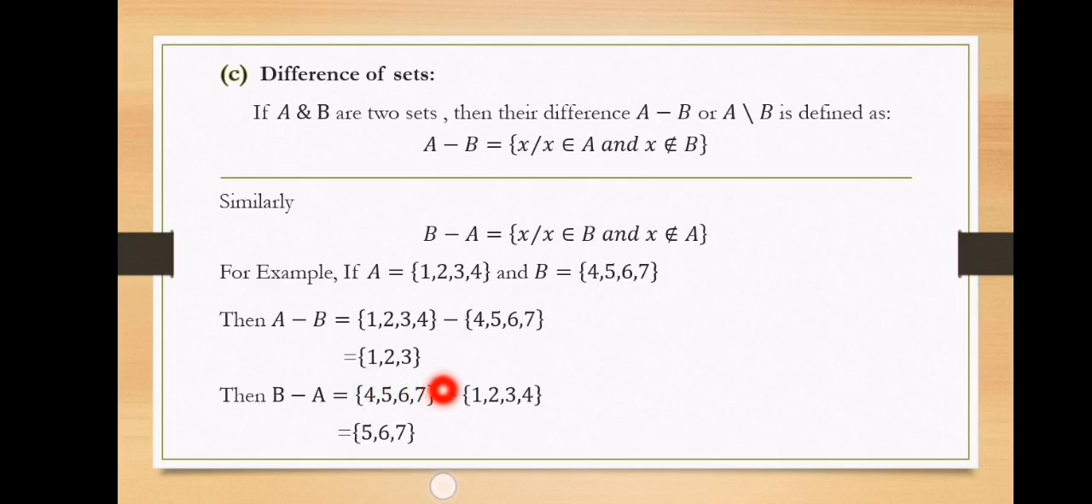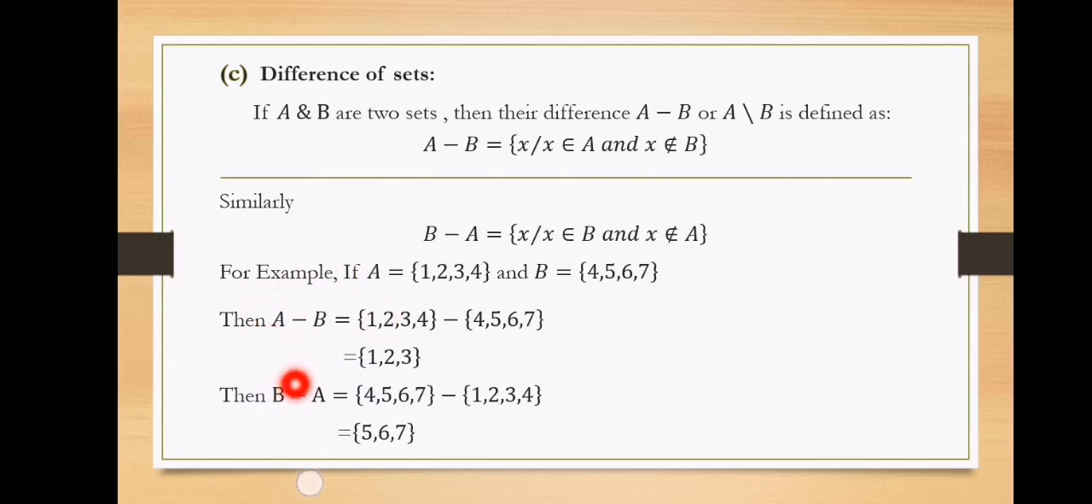So the difference of these two sets is 1, 2 and 3. Since we are going to consider the leftover elements of the first set only, B minus A is equal to 4, 5, 6, 7 minus 1, 2, 3, 4. Here B is 4, 5, 6, 7 and A is 1, 2, 3, 4. But we are only considering those elements in the difference of two sets which belong to set A but are not there in set B whenever we do it for A minus B.